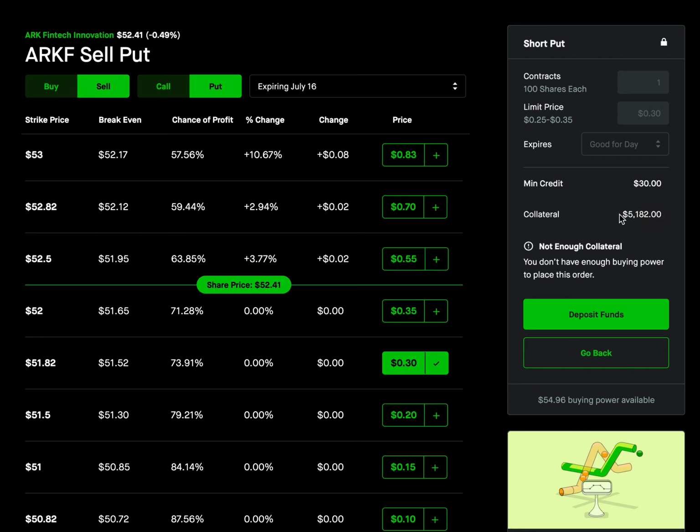So you have the collateral. You need to have this collateral in your account. I don't have this much right now. You can see it right here: not enough collateral. You would have to have $6,000, right? And then it would get locked into this trade. However, you get $30 automatically.